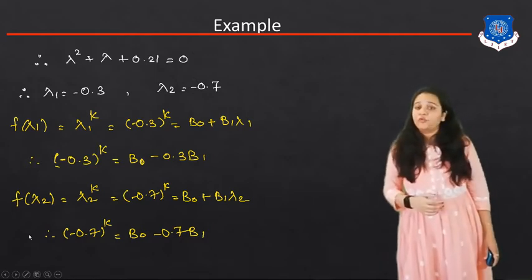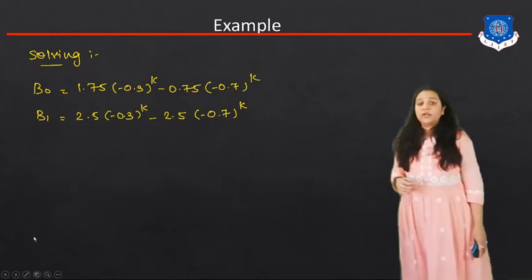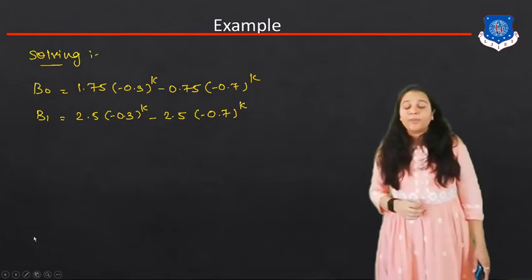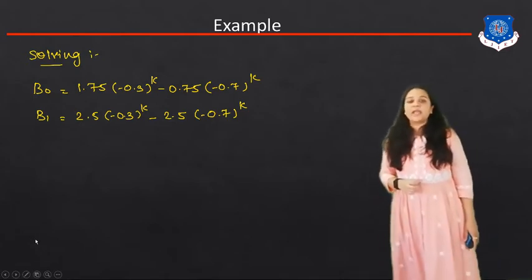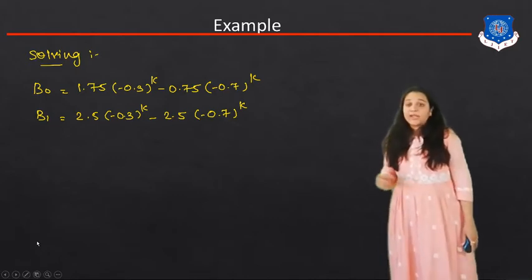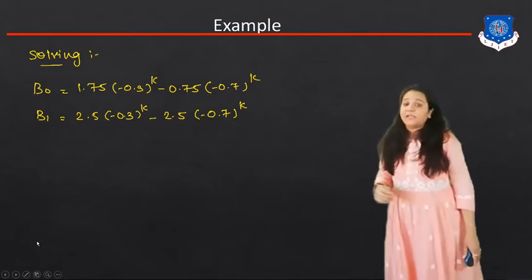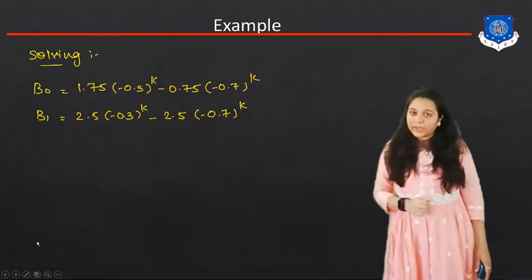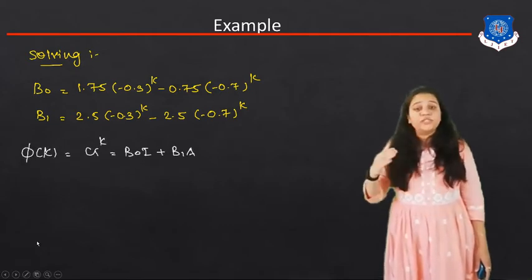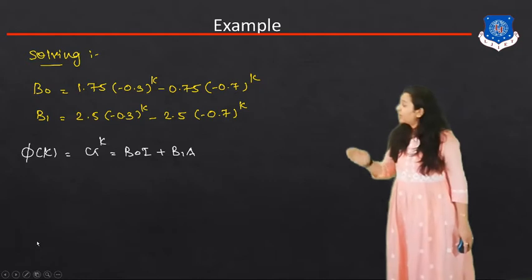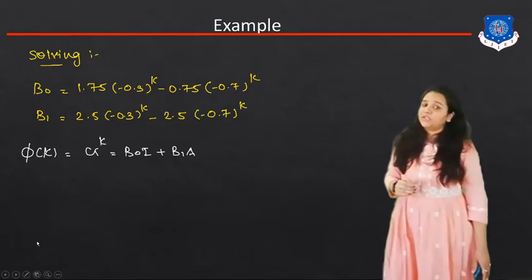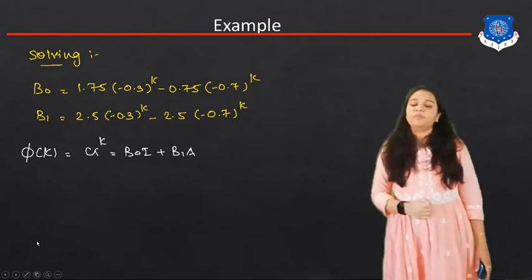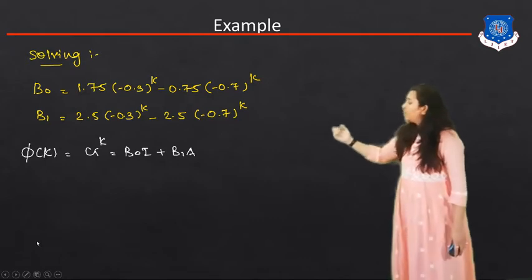Solving these two equations, we get b0 is equal to 1.75 times (minus 0.3) raised to k minus 0.75 times (minus 0.7) raised to k. We get b1 is equal to 2.5 times (minus 0.3) raised to k minus 2.5 times (minus 0.7) raised to k. Next, we have to find the value of G raised to k. G raised to k is nothing but phi of k, which is known as the state transition matrix, and the equation is b0 I plus b1 A. So we put the values of b0 and b1 in this equation.